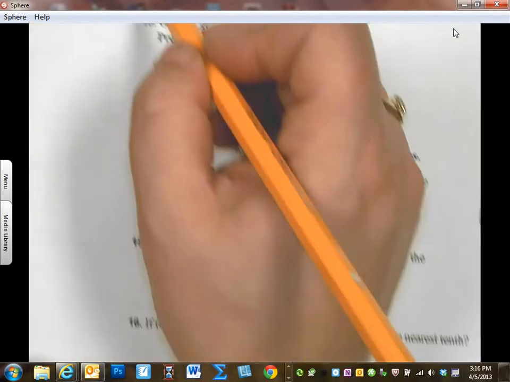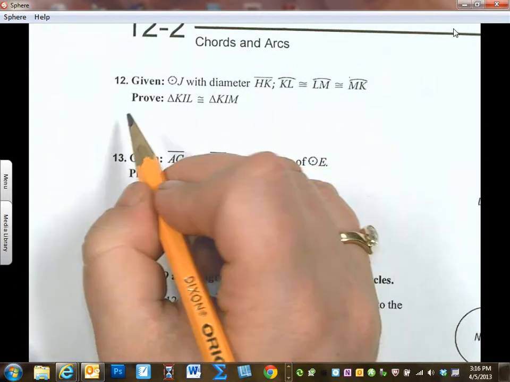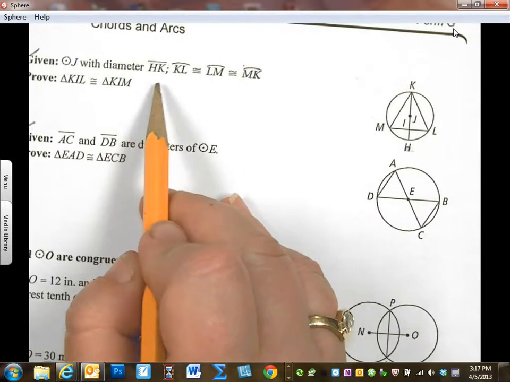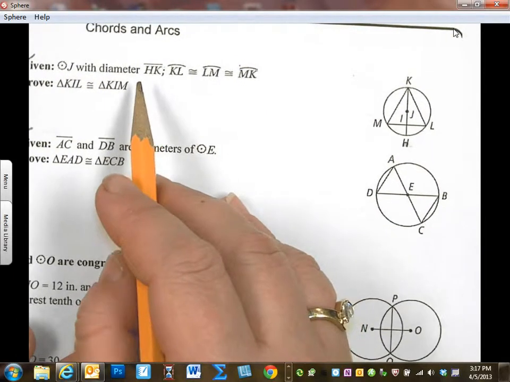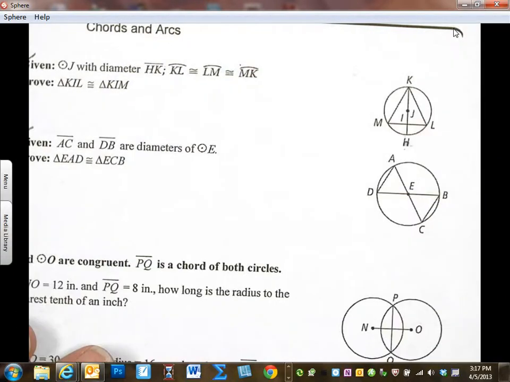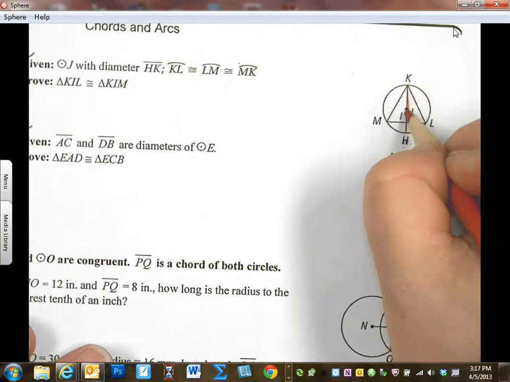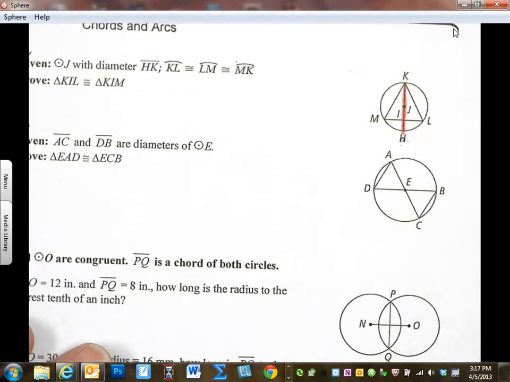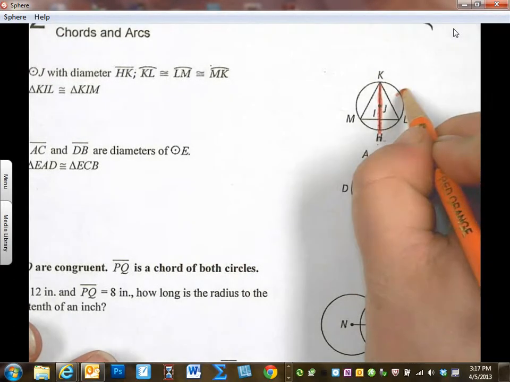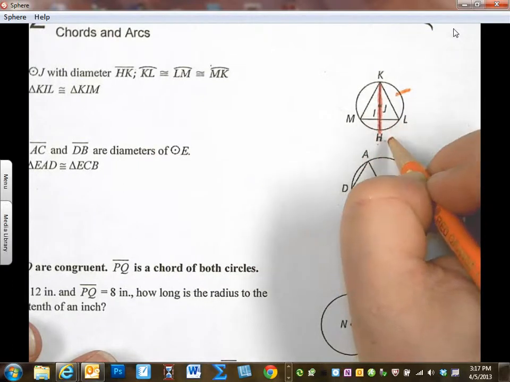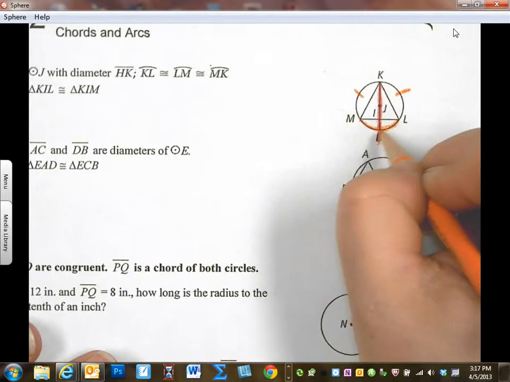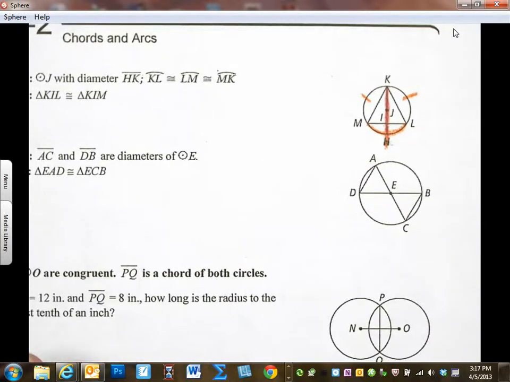You don't need to do 12 and 13 are proofs. Let's not do those, but let's talk about them. They give you a lot of givens here. They tell you that this HK is a diameter. So here's my diameter. They tell me that arc KL is congruent to LM, which is congruent to this one. So all those arcs are congruent.